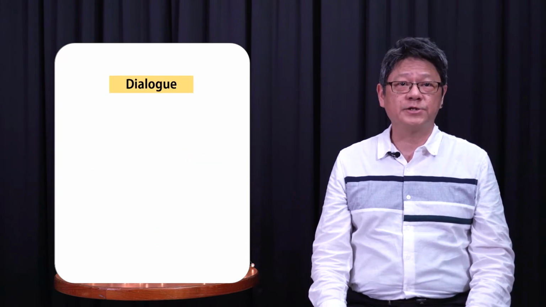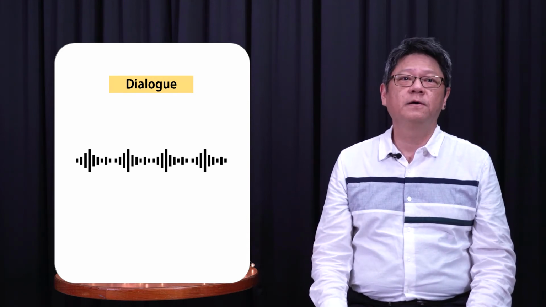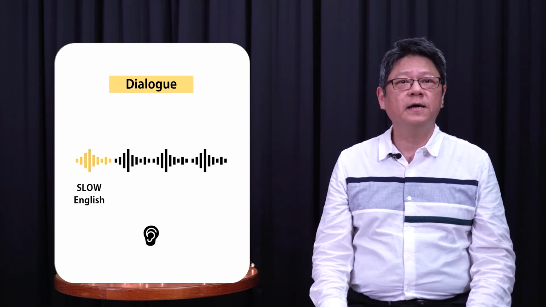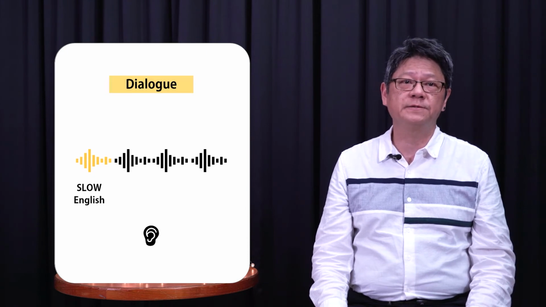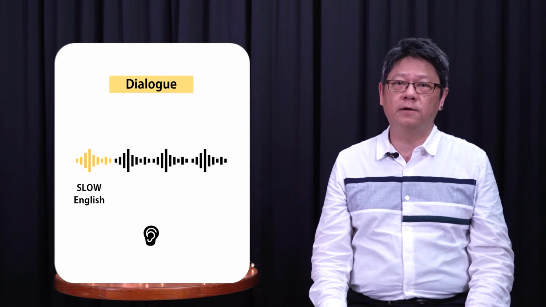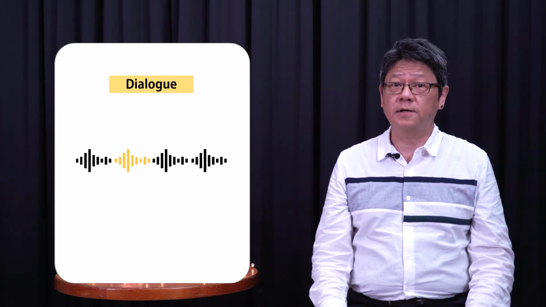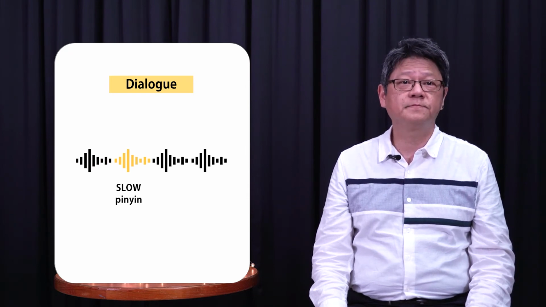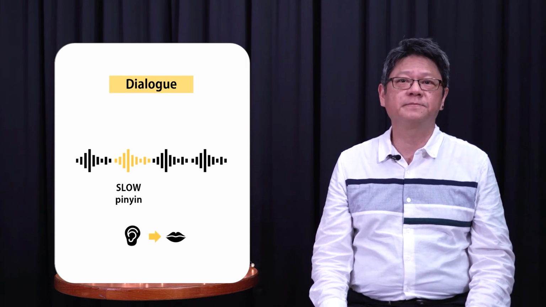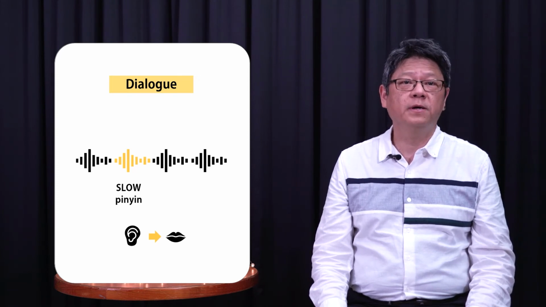In the dialogue section, you will hear the dialogue 4 times. For the first time, the dialogue will be read at slow speed and come with English translations. Listen carefully and try to understand the whole dialogue. For the second time, the dialogue comes with the pinyin. After each sentence, there is a pause for you to practice. Please listen and speak out loud with the help of the pinyin.